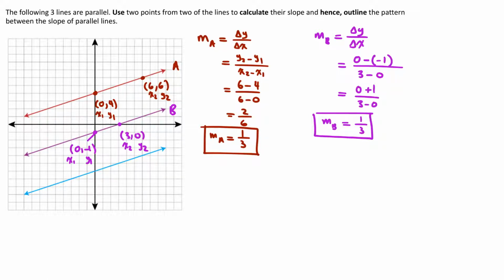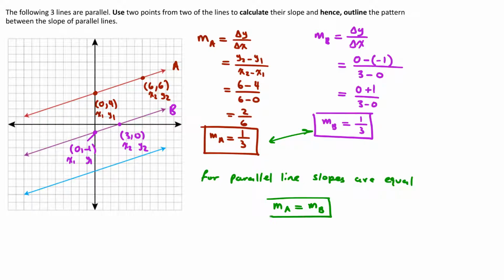To conclude, we can see that both of these have the same slope. So we can make a concluding sentence that for parallel lines, slopes are equal. So in this case, mathematically, MA is equal to MB. And let's see if this makes sense.